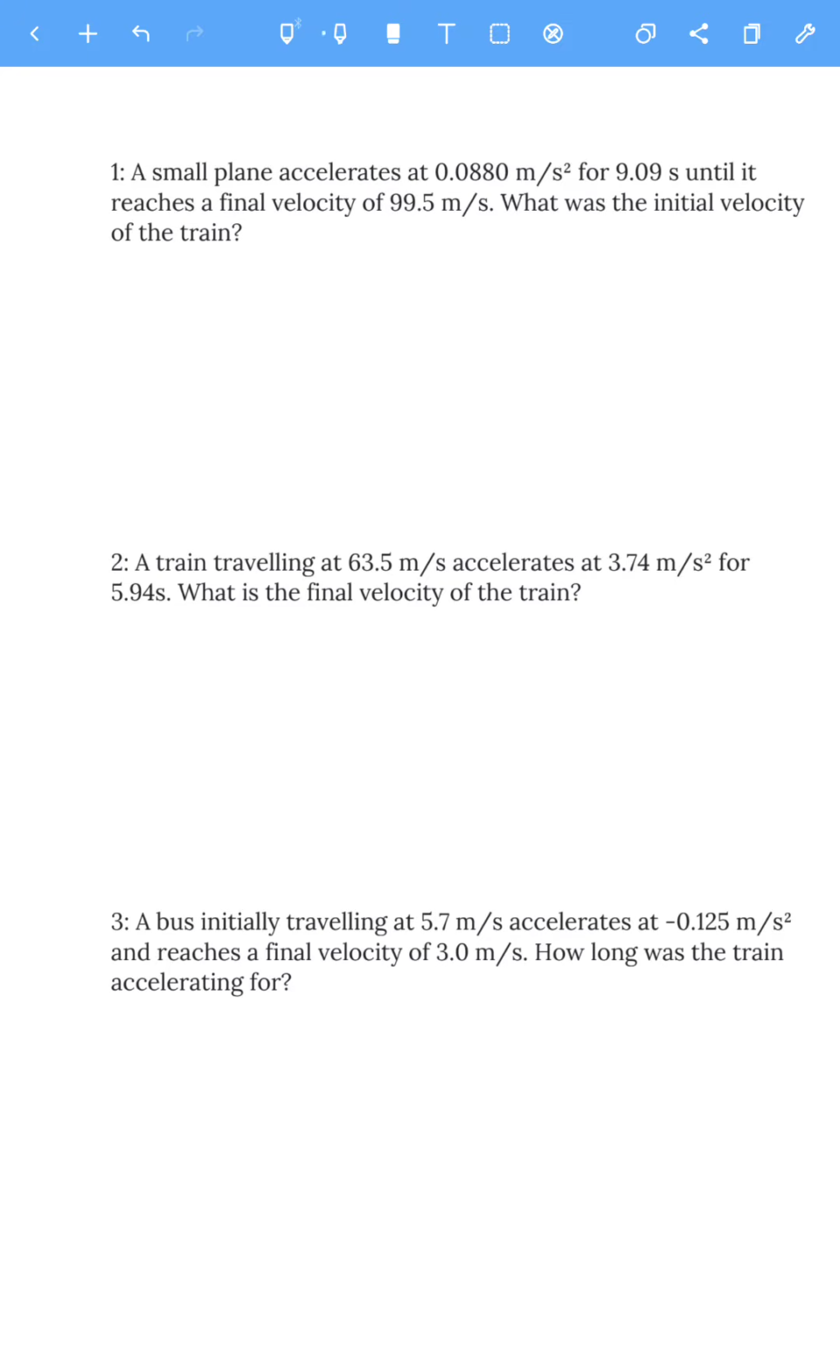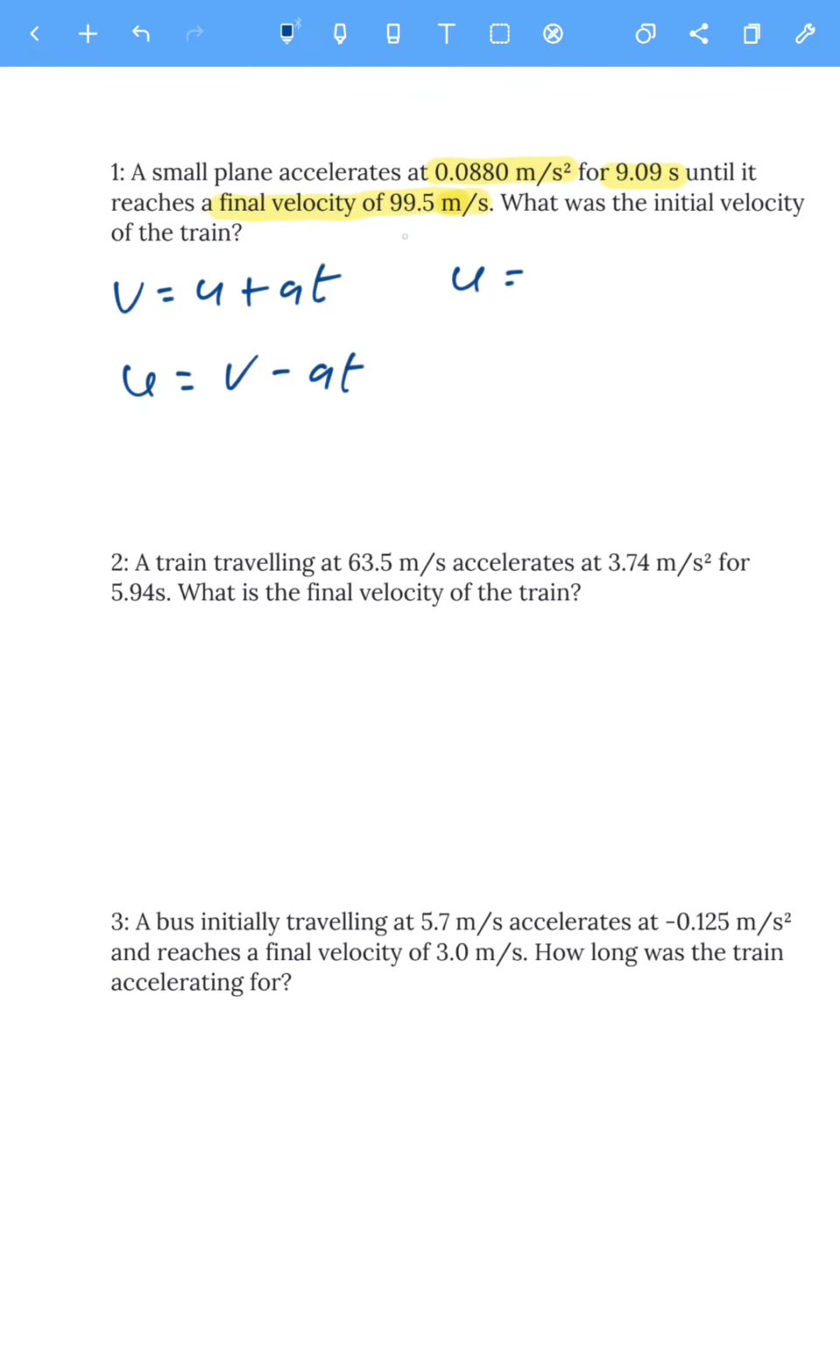So the first one. We've got a small plane that accelerates at 0.088 meters per second squared. We've got time and we've got a final velocity of 99.5 meters per second, and we want the initial velocity. So what I would do on this one is write V equals U plus AT, and we want the initial velocity, which is U. So we need to rearrange to make U the subject. We need to get rid of the plus AT. The way to get plus AT to the other side is to do the opposite, and the opposite of adding AT is minus AT. So the initial speed will be equal to V minus AT.